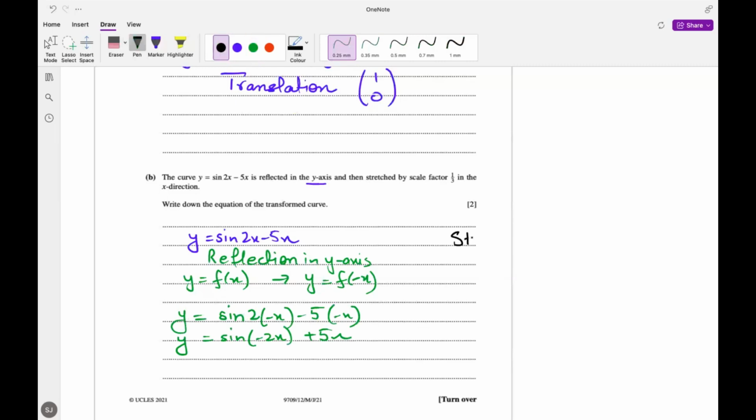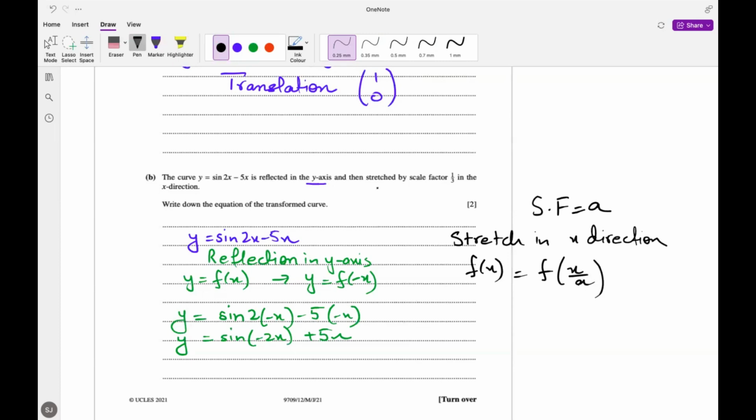So for stretch in the x direction, we know that if you have a function f of x, and it is stretched in the x direction by a scale factor of a, this becomes f of x upon a. So in this case, as the scale factor is 1 upon 3, the x will multiply by 3. If the scale factor is 1 upon a, this becomes a multiplied by x. And this was if the scale factor was positive a.